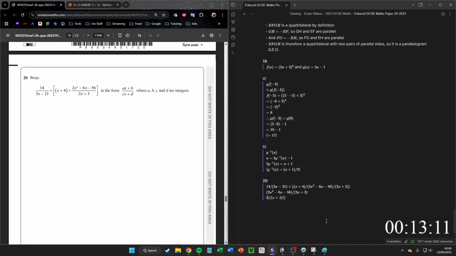That's really not very helpful, actually. At all. That's really, really not very helpful. What I might do instead is say that if we're divided by this whole fraction, we're effectively multiplying by its reciprocal. So equals 14.3x minus 21 plus x plus 4 multiplied by 2x plus 3. It's a bit against common wisdom, I'd say, to now make this fraction even more complicated, but it's what you have to do sometimes.